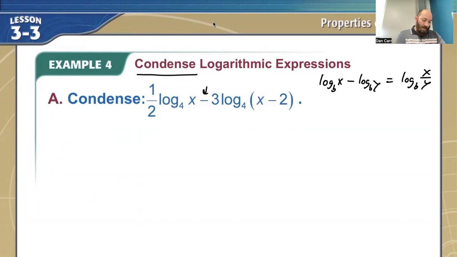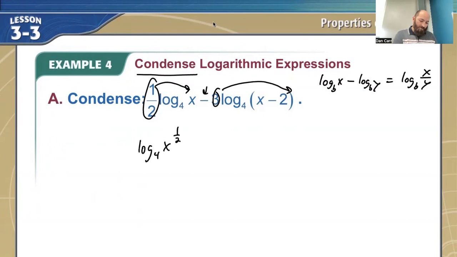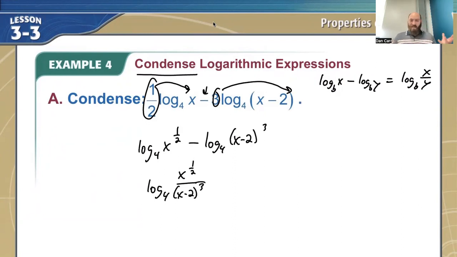Everything else, I've got my exponent rule that could apply here and here. So I'm going to start with that. So I'm going to have the log base 4 of x to the 1/2 minus log base 4 of x minus 2 cubed. Now I can put this together as a division. So it's going to be log base 4 of x to the 1/2 over x minus 2 cubed. And there's not really anything else I can do with this one.